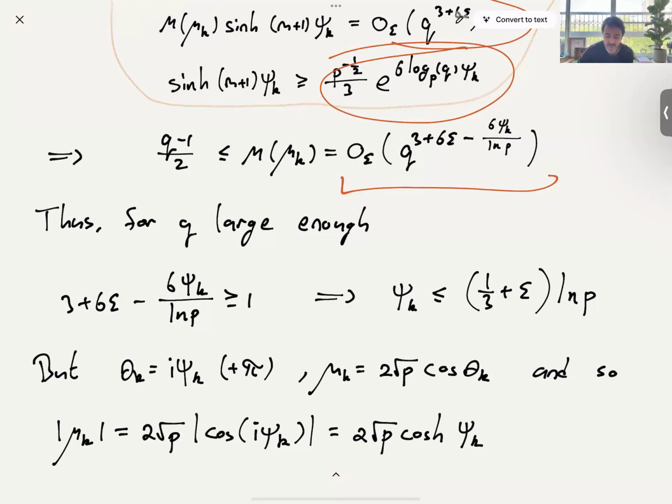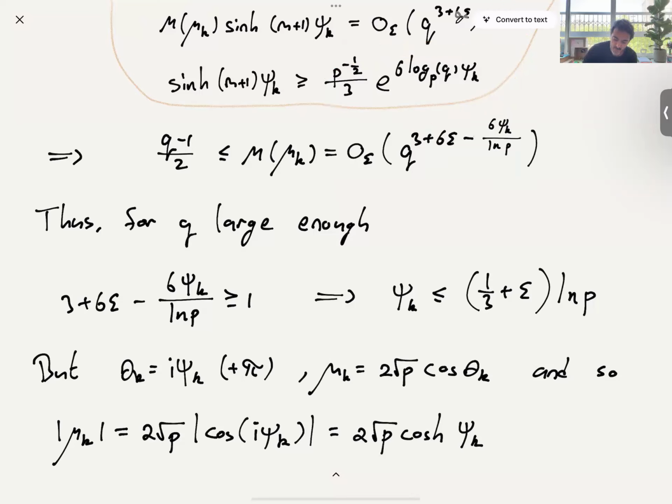If you clean it a little bit, you see you have this expression, q to the 3 plus 6 epsilon, and then in the exponent you subtract these things, because this doesn't matter. It goes to the O of epsilon.